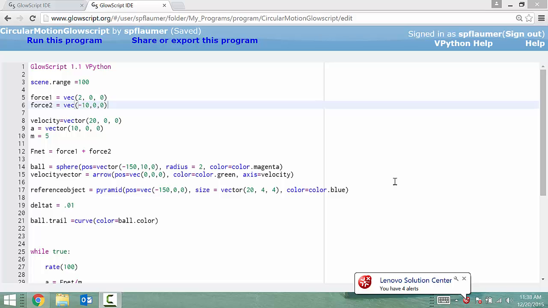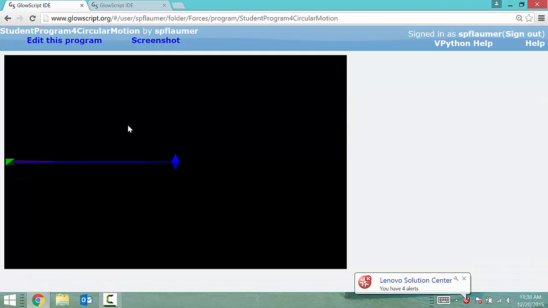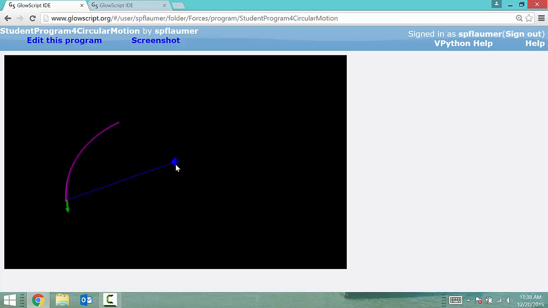What are we trying to build? So this is my circular motion model. You can see that there's an object at the center. There's a string which is pulling this object around in a circle. So it's moving at a constant speed, but it's always accelerating because it's changing directions. And that's what we're trying to do.